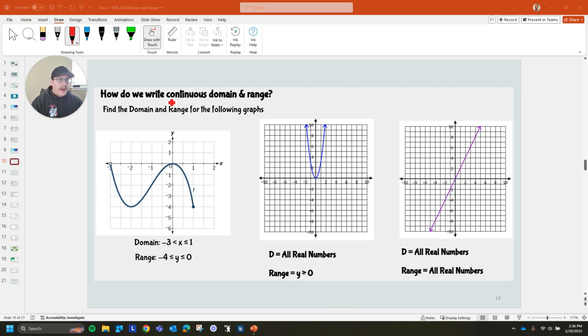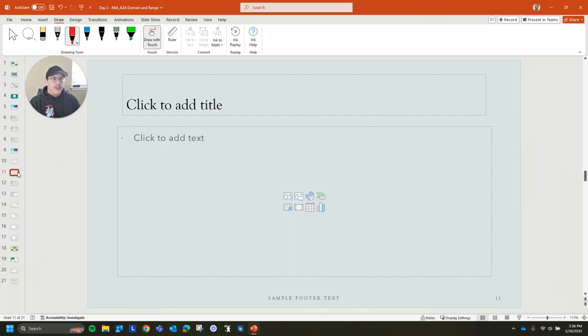Okay, now let's talk about continuous domain and range. This one's going to be challenging because there's going to be some rules that we're going to have to memorize and be aware of when looking for continuous domain and range. So before we get into all this, I want to draw a couple pictures for you.